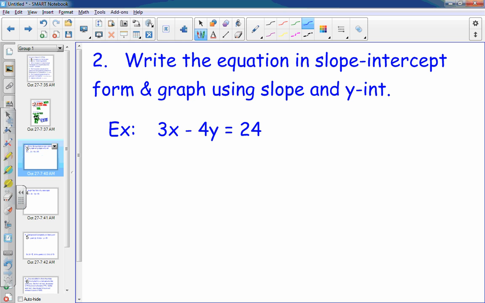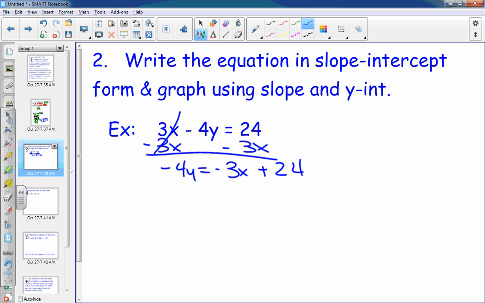Okay, number 2, write the equation in slope-intercept form and graph using slope and y-intercept. Okay, what do I do here? Solve for y. That's the most important thing I can tell you. Solve for y. So what do I do here? So I'm going to subtract 3x from both sides. And I'm going to get negative 4y is equal to negative 3x plus 24. Then what? Divide each term by negative 4. So I have y is equal to positive 3/4 x minus 6.